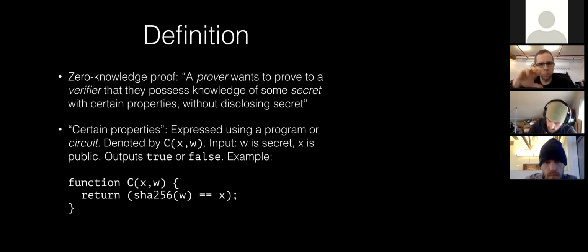So a simple example that I'm going to use in the upcoming example is this, where you have a function that has a public X and a secret W, and it returns true if the hash of the secret is equal to the public output. So in this example, we would want to prove that we know a value that hashes to another value that's public. So that's the 10,000 foot view.